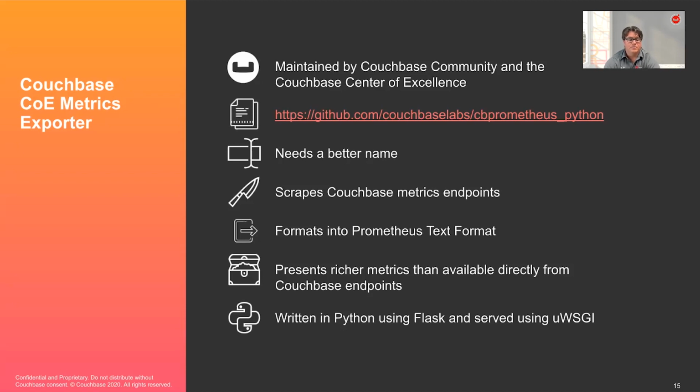The data that's then available is things like the slow queries report. The metrics exporter is also able to run cbstats. It will actually execute cbstats, collect the results, and present that as an endpoint for Prometheus to scrape as well. This is written in Python using Flask, and it's served with uWSGI.